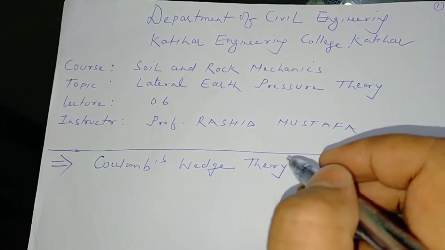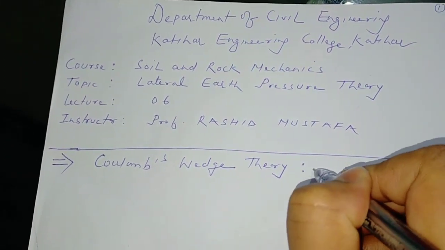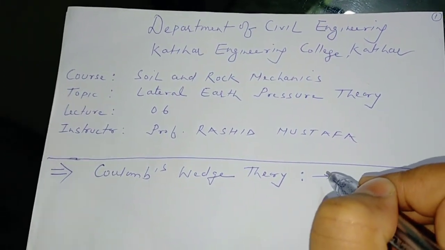So today I am going to discuss Coulomb's wedge theory. What is the application of Coulomb's theory, what are the various assumptions taken by Coulomb, and how to compute the value of active and passive earth pressure with the help of Coulomb's wedge theory. Firstly, we have to understand the various assumptions taken by Coulomb.